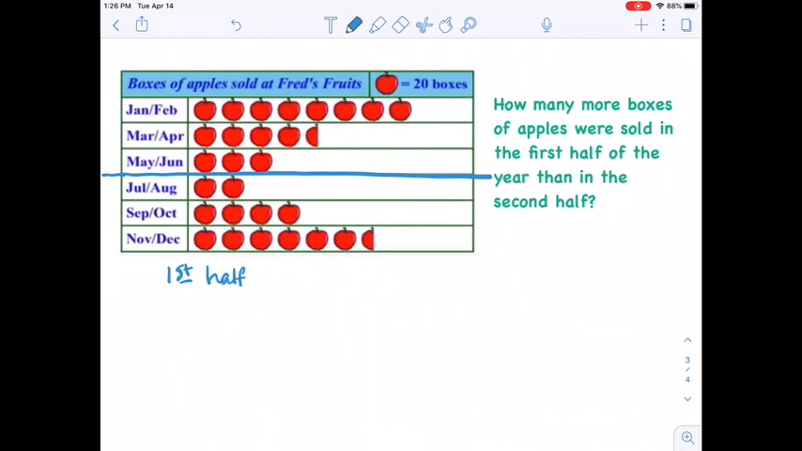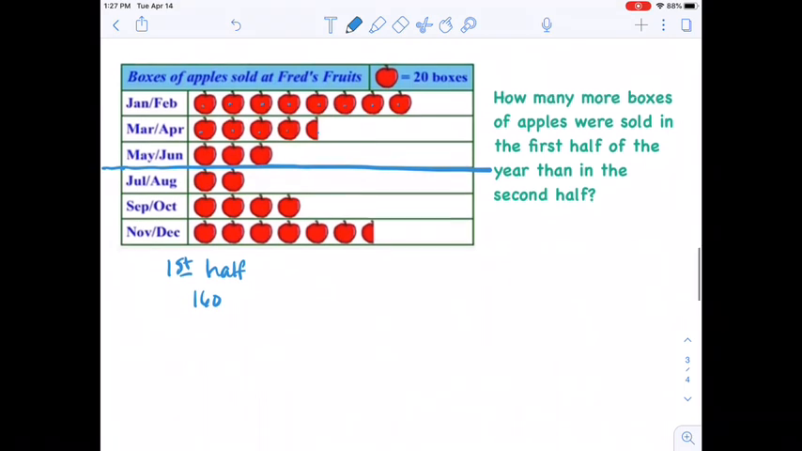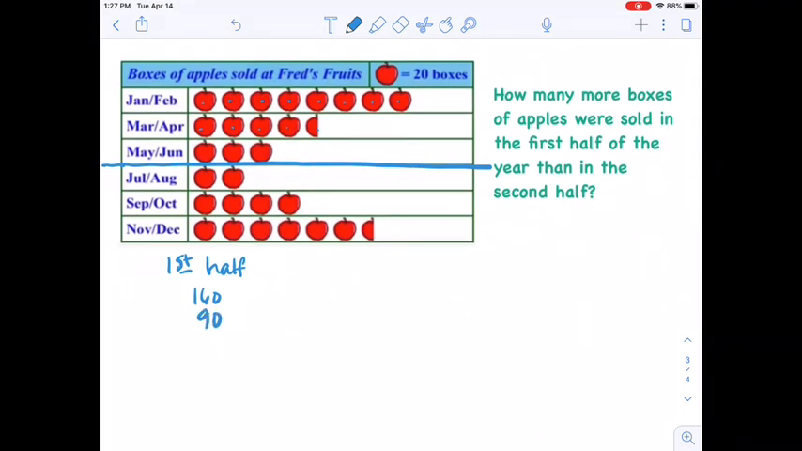How many were sold in January and February? Well, we figured that out already. 20, 40, 60, 80, 100, 120, 140, 160. So there's January and February. How about March and April? We just did that. 20, 40, 60, 80, and 10 more is 90. And then we need May and June, which we haven't done yet. But we've already figured out how to count these, so we just need to count by 20s, remembering the pattern of counting by twos to help us.